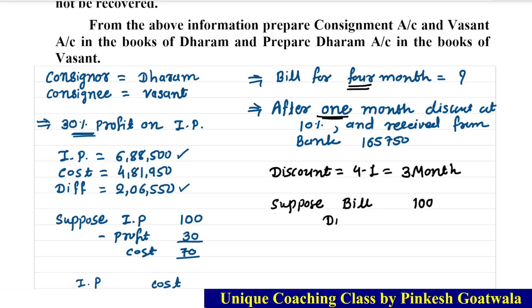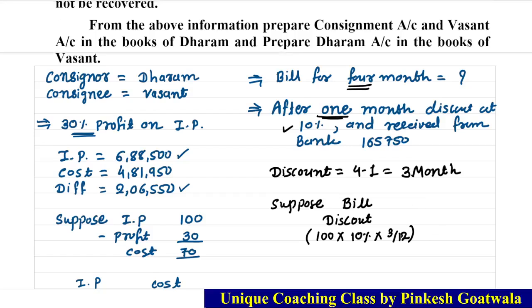Okay, discount કેટલું થશે? So very simple, 100 rupees ની bills છે and rate of discount 10% અને આપણે 3 months નો discount calculate કરવાના છે. So 100 10% into 3 divided by 12, so discount will be 2.5. Okay, how much discounts we get? 2.5. So 100 rupees bill, discount is 2.5.